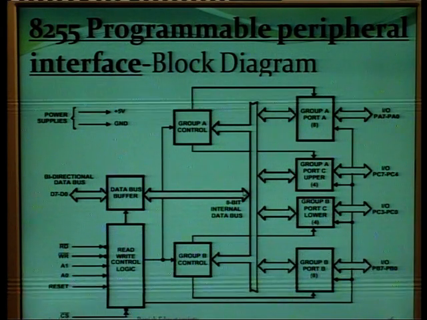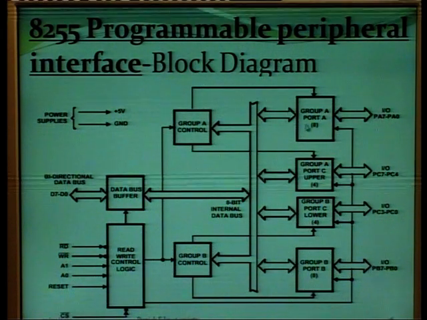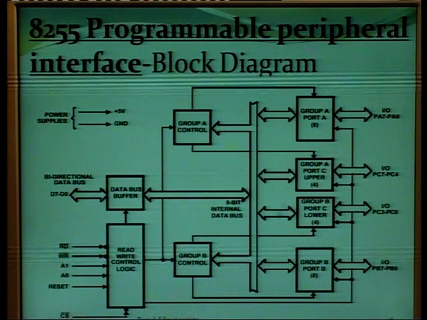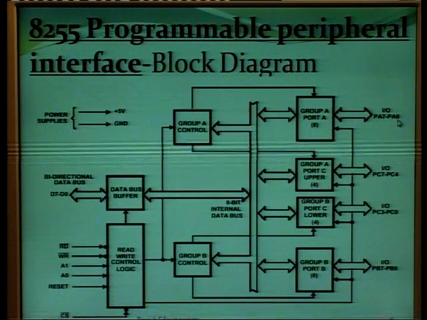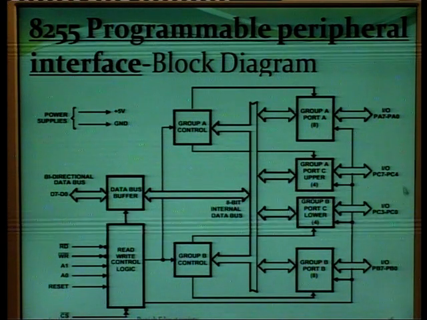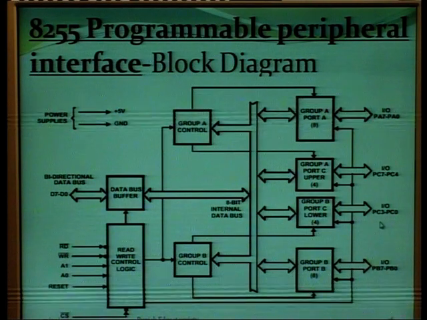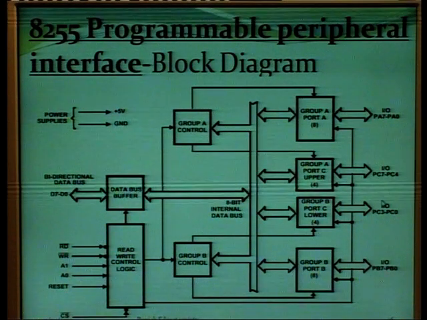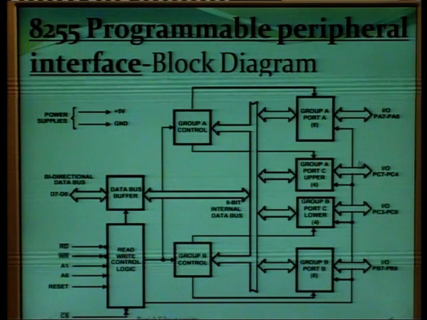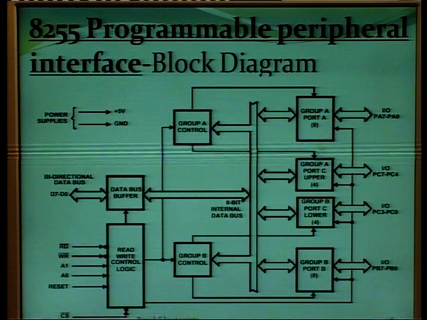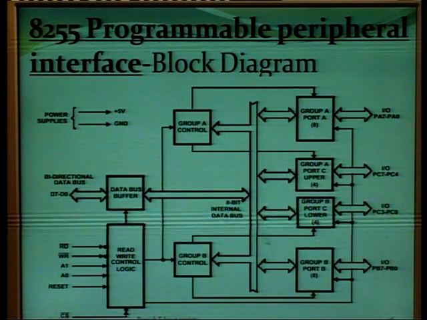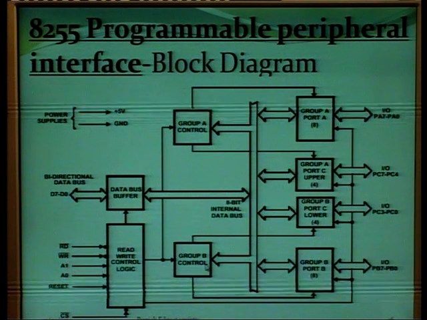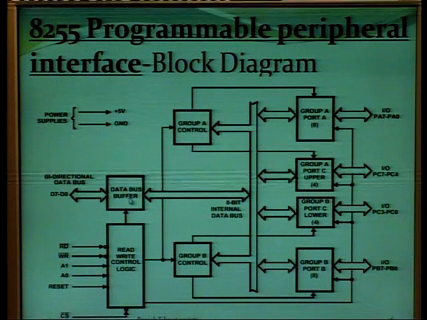This is the block diagram of 8255. It is having 3 ports, that is port A, port B and these 2 parts indicate port C, that is port C is divided into 2 parts and these total 4 parts are divided into 2 groups, that is group A and group B. This is group A control and this is group B control.